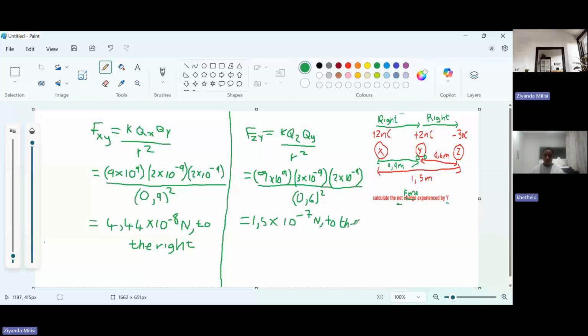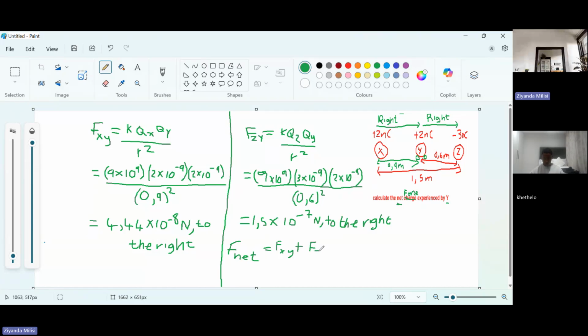Remember, this is just the electrostatic force by each charge. The question says it wants F net, all right? Since it's one dimension, it's easy. You say F net is equal to Fxy plus Fzy. You add these two together. It's a sum. Remember, F net is a sum. It is a total, okay? Fortunately, both of them are going in the same direction.